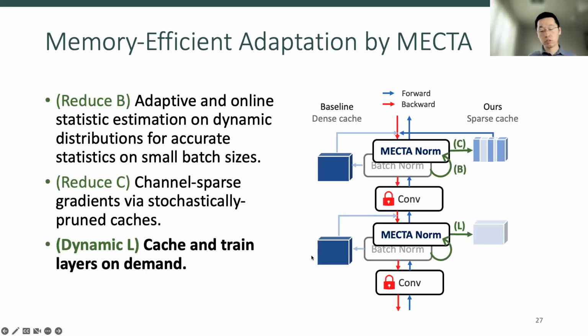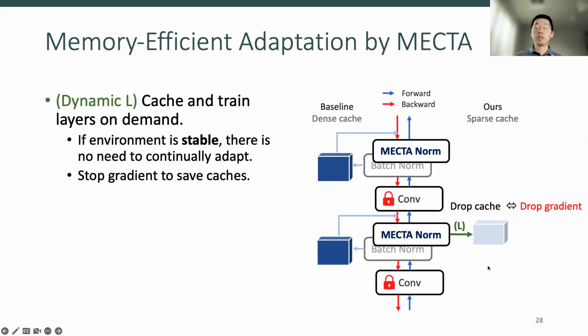So in addition to the batch and the channel reduction, we also introduced how we can dynamically address the number of layers we need to update. That means we may want to drop some caches of layers. Similar to dropping some channels in each layer, when we drop the cache of one layer, we will definitely drop the corresponding gradient. This is bad if you want to update the parameters, but it may be less bad if the environment is stable.